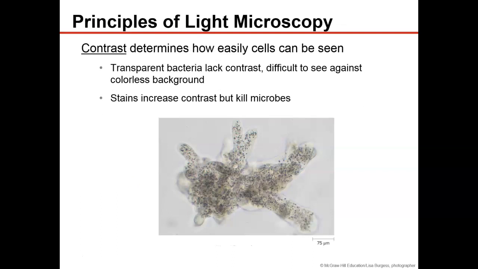And then the last is contrast. Contrast determines how easily we can see the cells or the structure that we're looking at. Transparent bacteria do not have contrast, and so we stain them to produce a contrast. But when we stain bacteria, we typically kill them. There are some microscopes that produce a contrast without staining. We don't use them in our lab because we don't have them, but there are microscopes that do that.